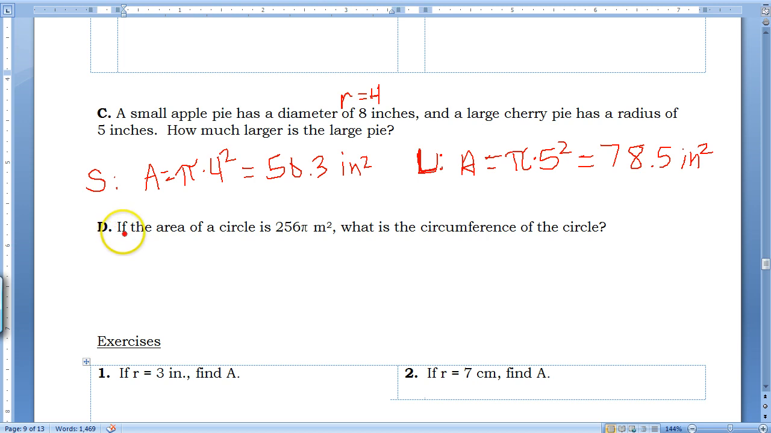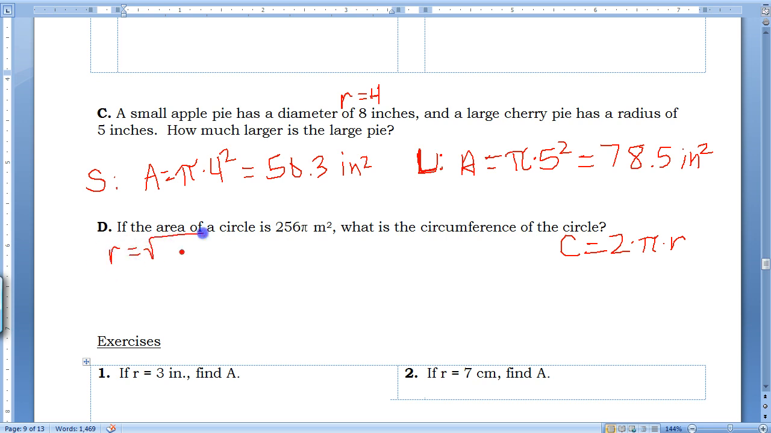Letter D says if the area of a circle is 256 pi meters squared, what is the circumference of the circle? So what I'm going to have to do is undo the area formula to get the radius, and once I have that, I'm going to use a circumference formula to find that. We did circumference in chapter 6, but in case you still don't have that formula, circumference is 2 times pi times radius. So first I'm going to use the radius formula to undo this, and that formula was written above.